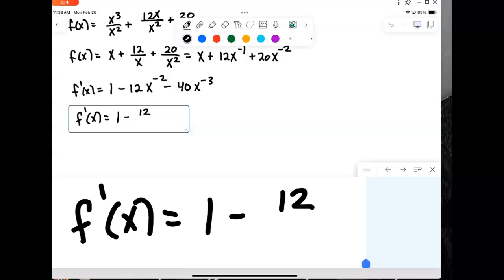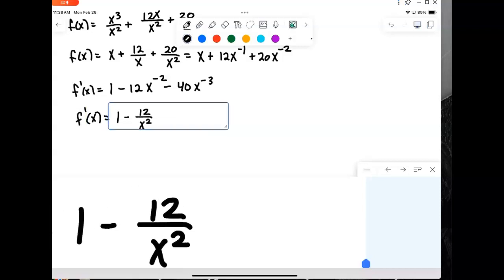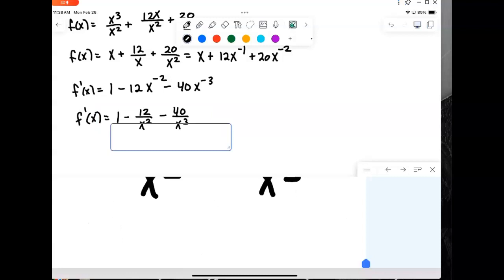1 minus 12 over x squared minus 40 over x cubed. So now we have our answer here, written out in the right format as well.